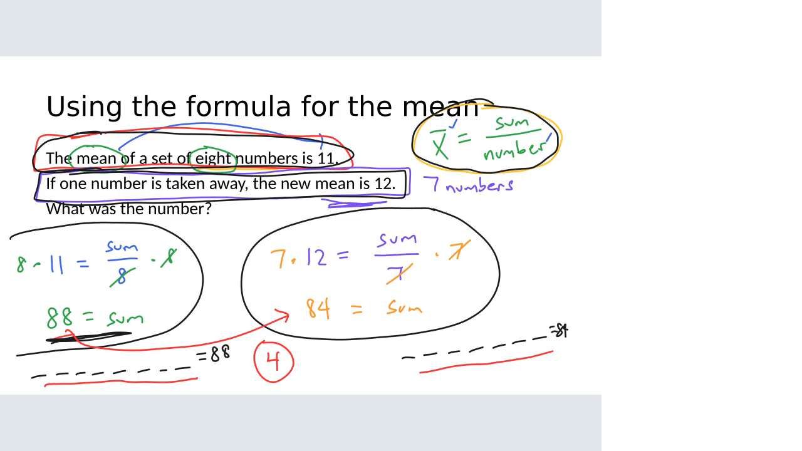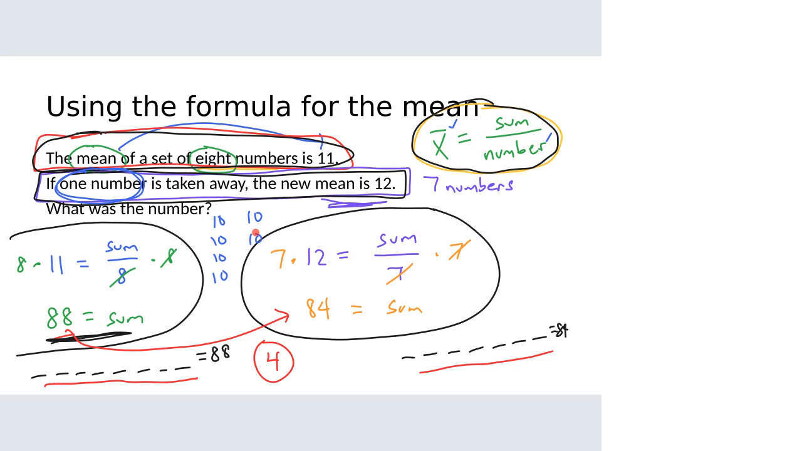It doesn't have to be the middle number, Shelby. It's just one of them. We don't know what number it was. It's just one of them, right? Because we're just told, if one number is taken away, we don't know which number it is. So to get to 88 out of our 8 numbers, it could be, let's see, we could have 10, 20, 30, 40, 50, 60, and then I got to get to 88.